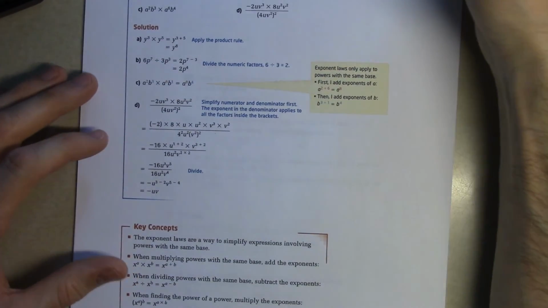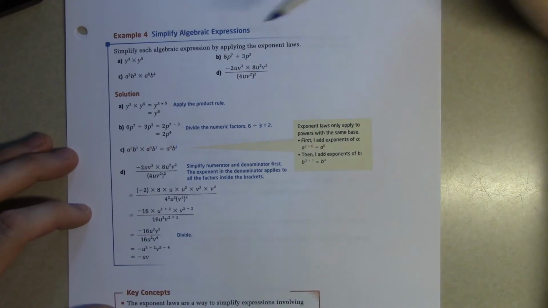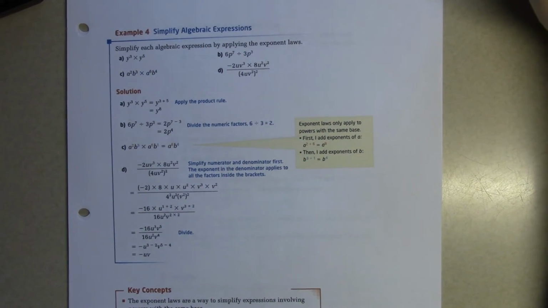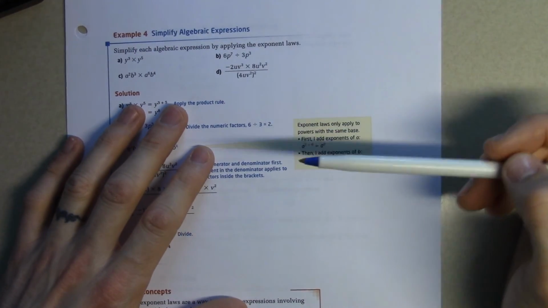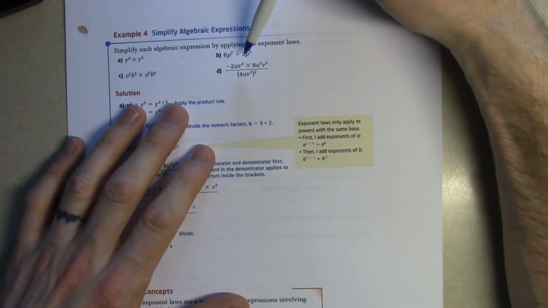Adam, okay, A. Y to the power of 8. Right, y to the power of 8, we're just adding the exponents, good. Luca, next one, B, this one.